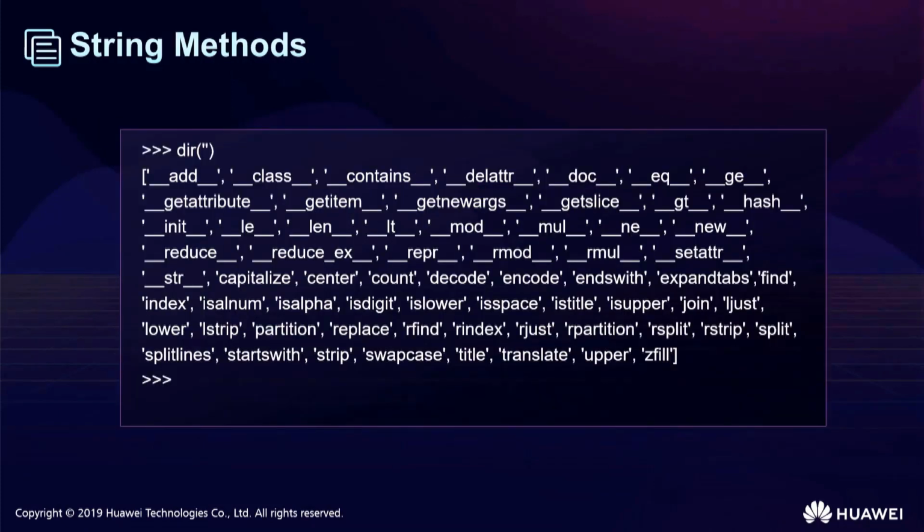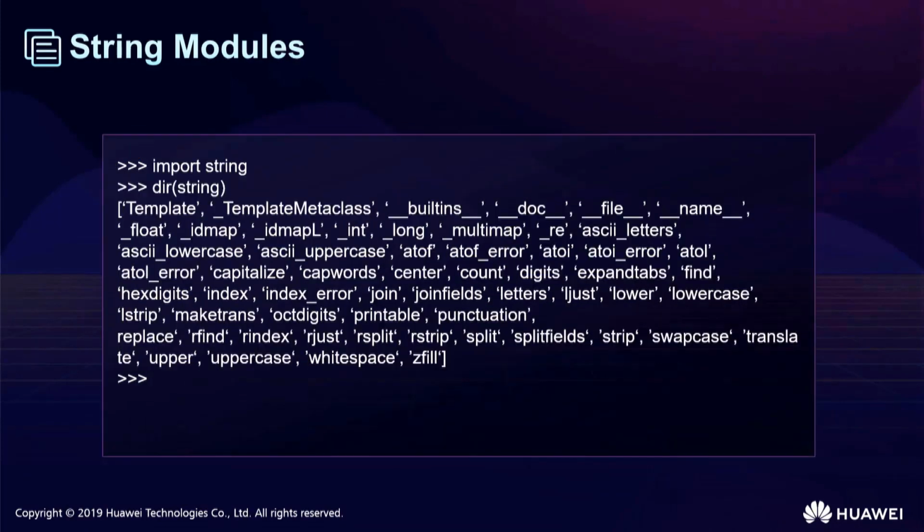We can use the dir function to check the attributes and methods of Python strings. If we want to check modules, we can also use the dir function to check the attributes and methods. The difference from the last usage is that we can input the string module first, and use dir to check the attributes and methods of the string module.